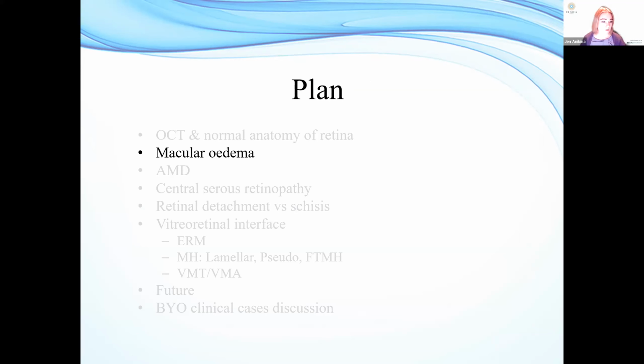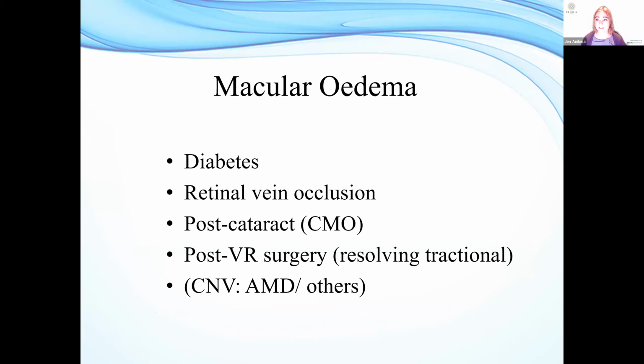So we'll move on to our clinical conditions now, the bit that you've all been waiting for. Macular edema. Now, who gets macular edema? What is macular edema? Well, you can get it in diabetics, of course, diabetic macular edema. You get it in the vascular occlusive events, central vein occlusion, branch vein occlusion. You get it as cystoid macular edema post-cataract, Irvine-Gass.